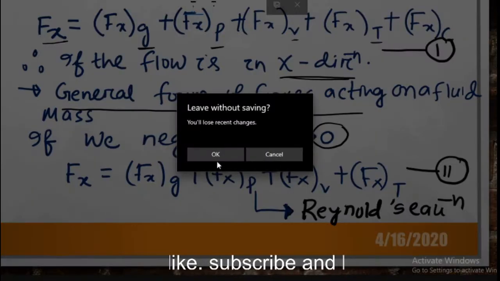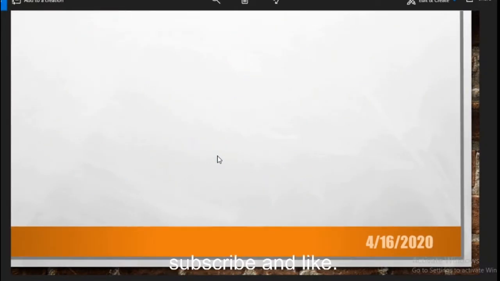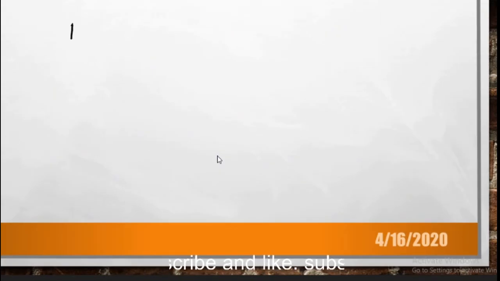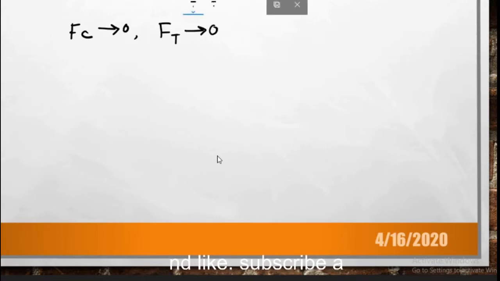For the Reynolds equation, we have ignored the force due to compressibility. If we also ignore the force due to turbulence, the force due to turbulence is also neglected.